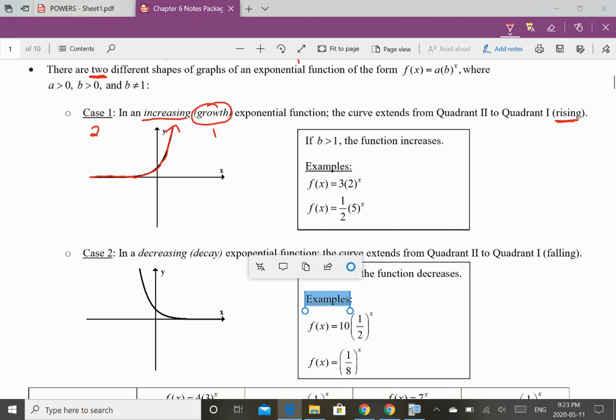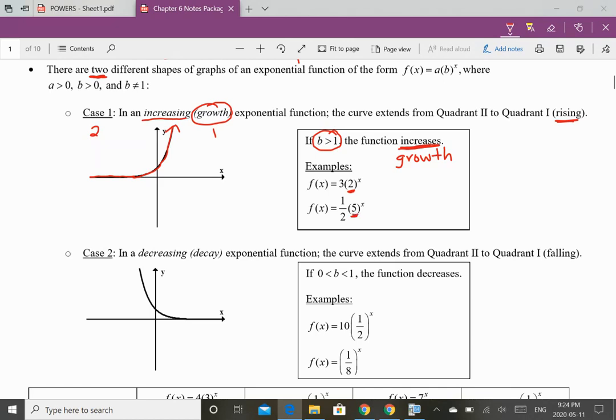What makes exponential growth happen? It is reliant on the base. If our base b is greater than 1, then the function increases. If the base is greater than 1, we have exponential growth. So you'll notice the two examples that are shown down here. 3 times 2 to the power of x: if we want to know if it's growth or decay, we look at our base. Because 2 is greater than 1, this equation is showing exponential growth.